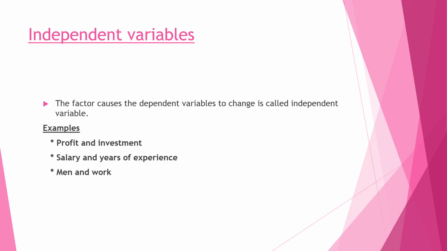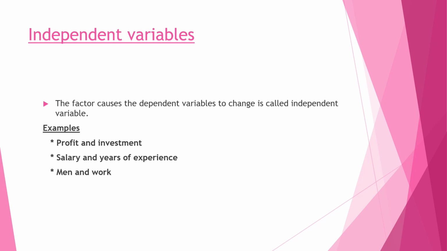Now let me explain to you what is an independent variable. The factor that causes the dependent variable to change is called the independent variable. I'll give you an example to make this concept more clear. Suppose we consider profit and investment. If you have more investment, definitely the profit will be more. So we can say investment is the independent variable here and profit is dependent on investment. So profit is a dependent variable.